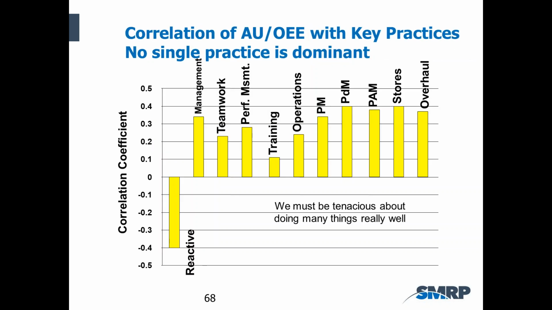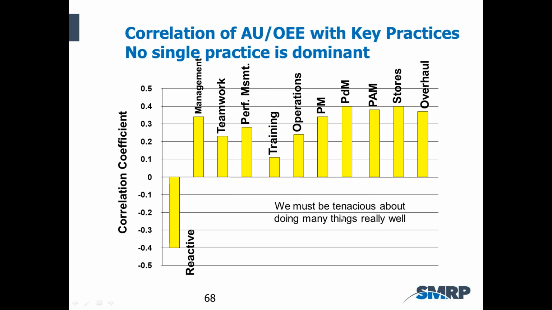Now, here's some data from 180 manufacturing plants correlating OEE with certain practices. I already showed you this one. The more reactive you are, the poorer your practices and the poorer your OEE. How about this? All these other practices, the things we've just been talking about, the better those practices, the higher your OEE. But now notice no one of these is dominant. In fact, they all run around 30% or 0.3 correlation.